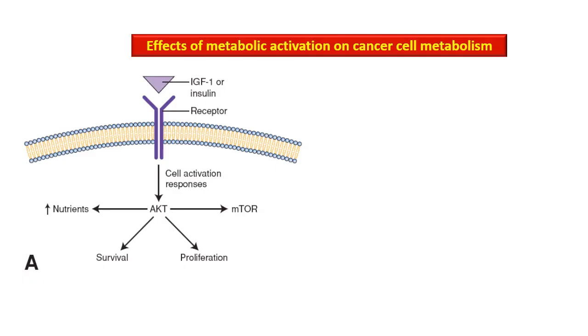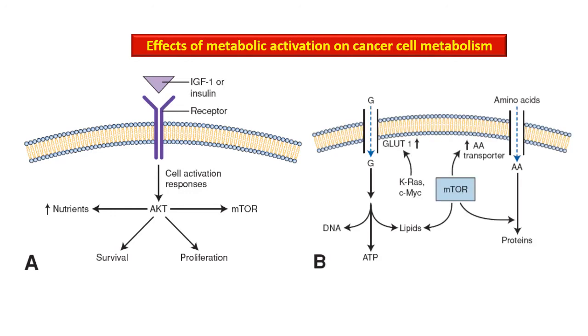So how this metabolic activation affects cancer cell metabolism? When insulin-like growth factor 1 or insulin binds with its receptor, the signaling activation occurs, and main signaling pathway is AKT, and one effector of AKT is mTOR, while AKT is also responsible for increased survival and proliferation, and it also is responsible for increased nutrients to the cell.